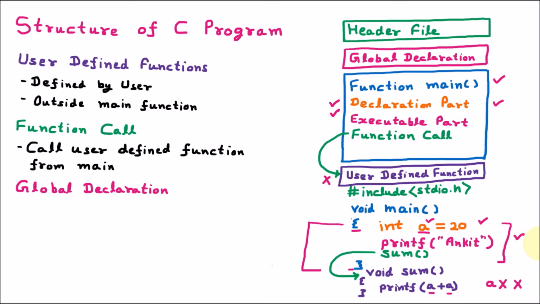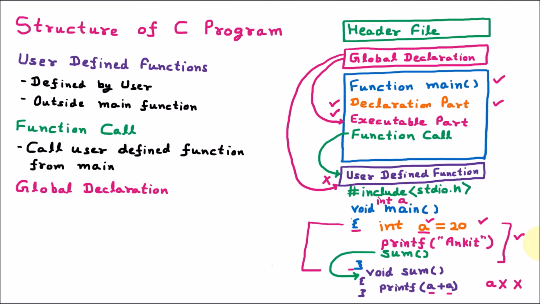But here, if I am declaring a global variable or the global declaration, global variables are accessible inside the main as well as inside the user defined function. So here they are called the global declaration. Let us suppose that I am simply assigning a variable above the main. I am writing above the main that int, let us suppose that I am taking a variable a.